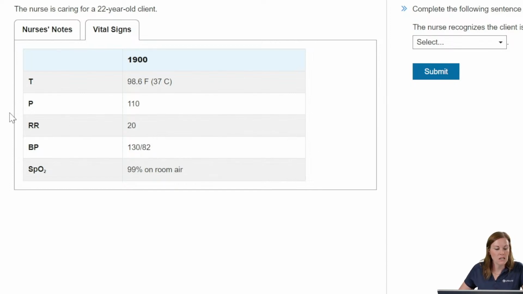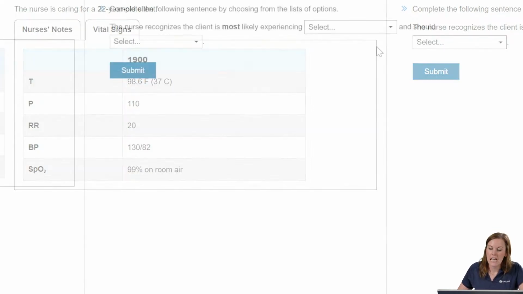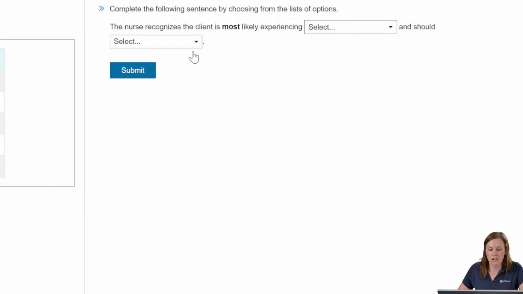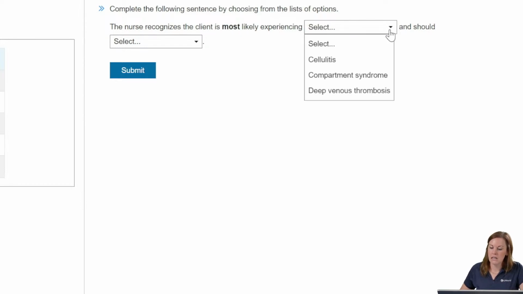All right, so knowing this, we'll just do this one drop-down at a time. So we'll move over to the right side of our screen. The instructions say, complete the following sentence by choosing from the list of options. The nurse recognizes the client is most likely experiencing. So these are our options for the first bank. I will let you guys take a minute and answer, and then we'll move on to the second one.